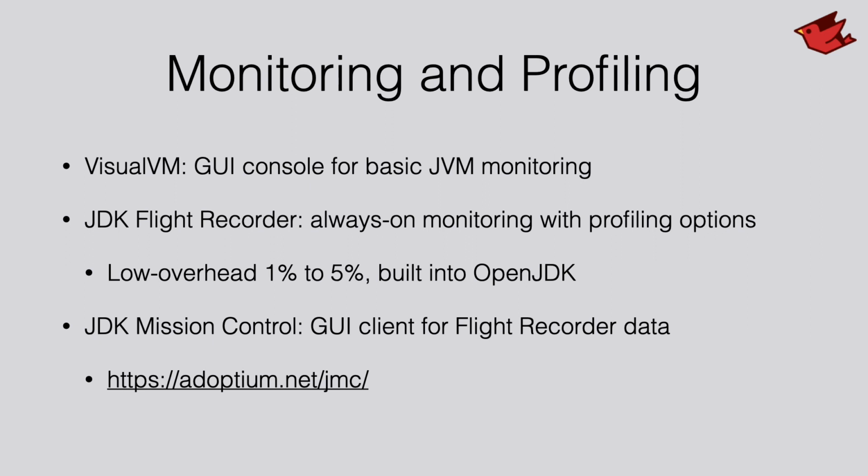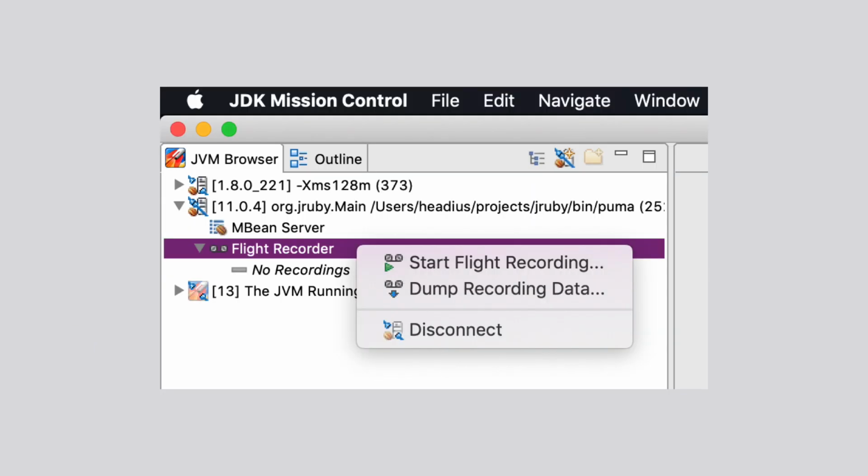If you want to gather a bit more information in a development environment, you can turn on more features and it still tries to keep that overhead pretty low. The tool that you use to view these recordings is called JDK Mission Control, and this is a graphical client that brings up Flight Recorder data. So here's an example of starting a flight recording for a JRuby server.